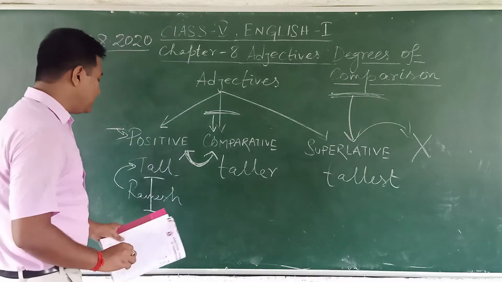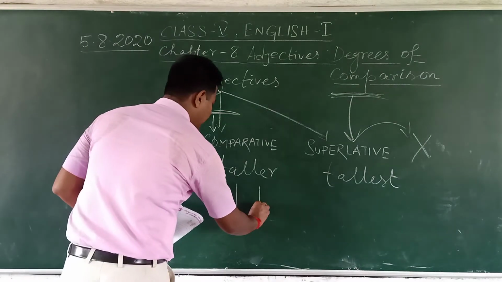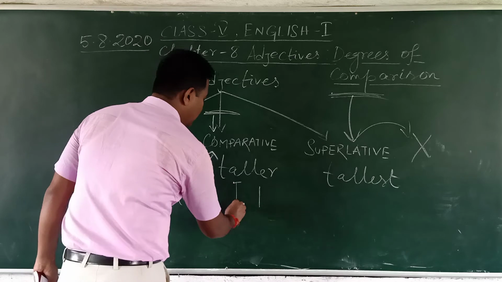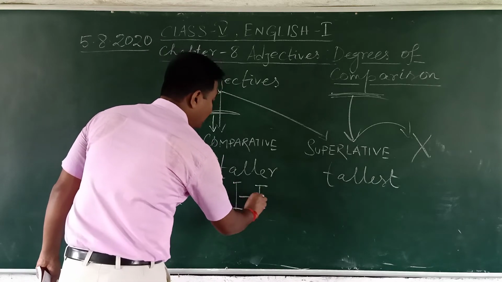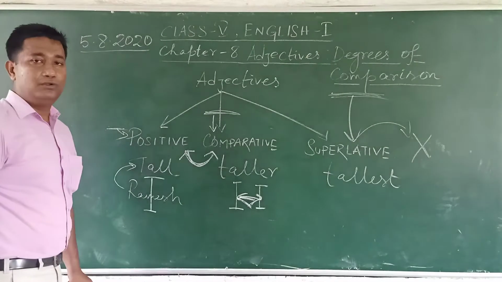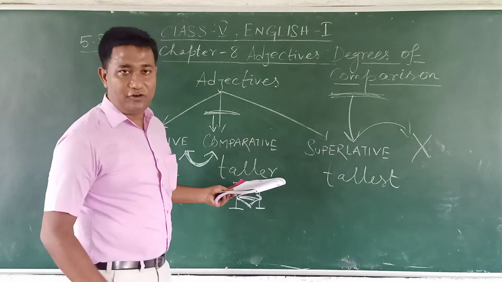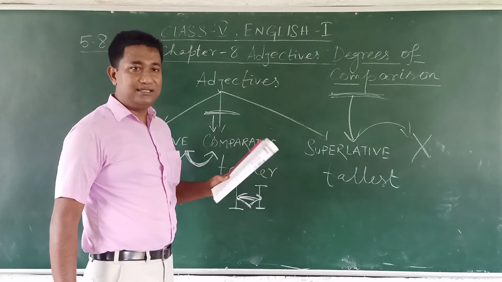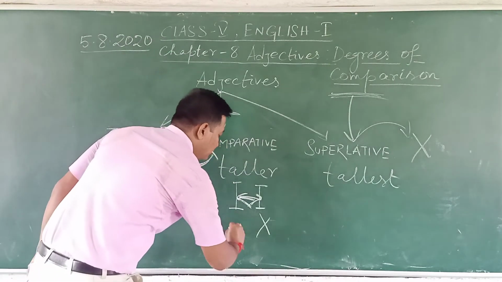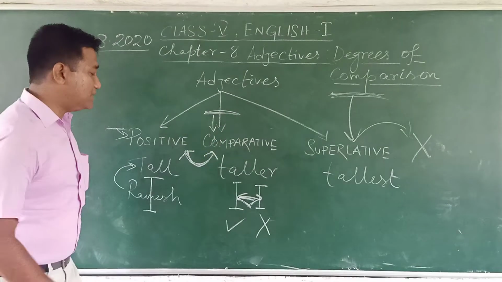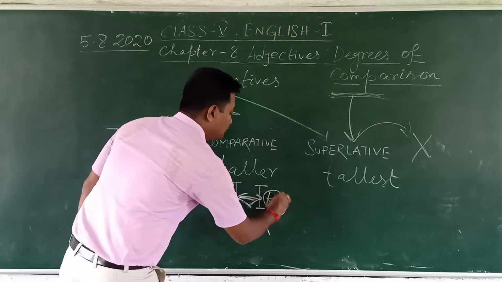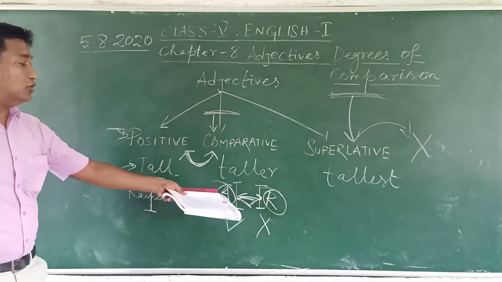Okay. Now it's coming towards taller. So what will be taller? Atul is taller than Ramesh. So this one is Atul, this one is Ramesh. So whenever we are comparing between these two, we are using this taller form. Atul is taller than Ramesh. So Ramesh is not at all taller. Rather Atul is taller.